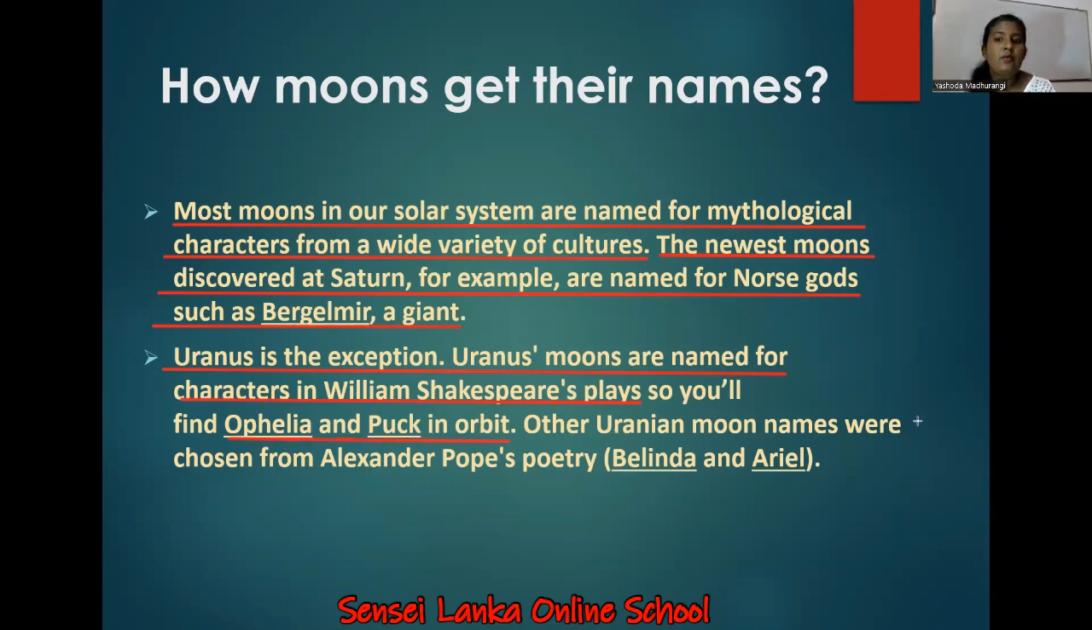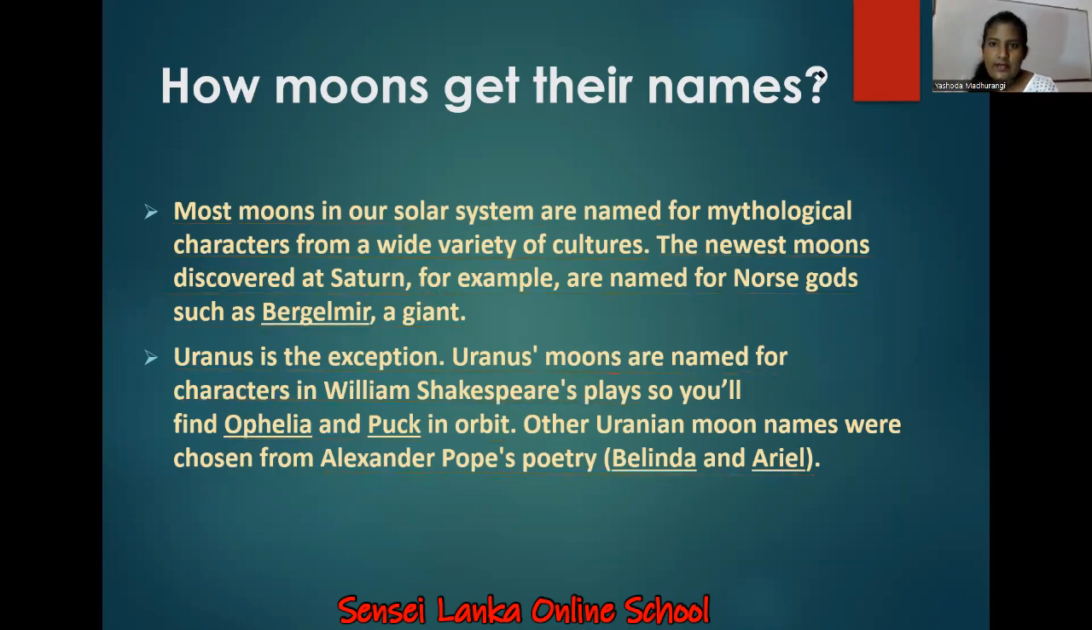Other Uranian moon names were chosen from Alexander Pope's poetry. Belinda, Ariel. Look at the names. So if you are interested in this subject, you can learn about them. You can make a small booklet. That is the way of learning.